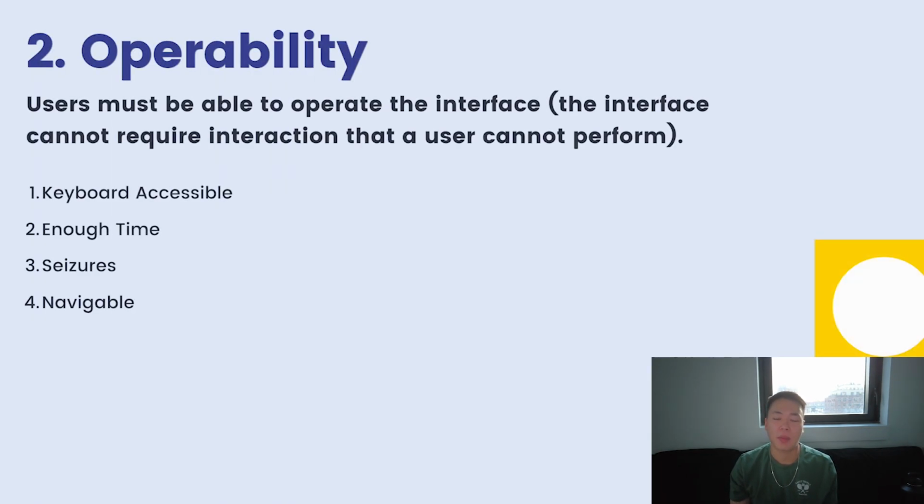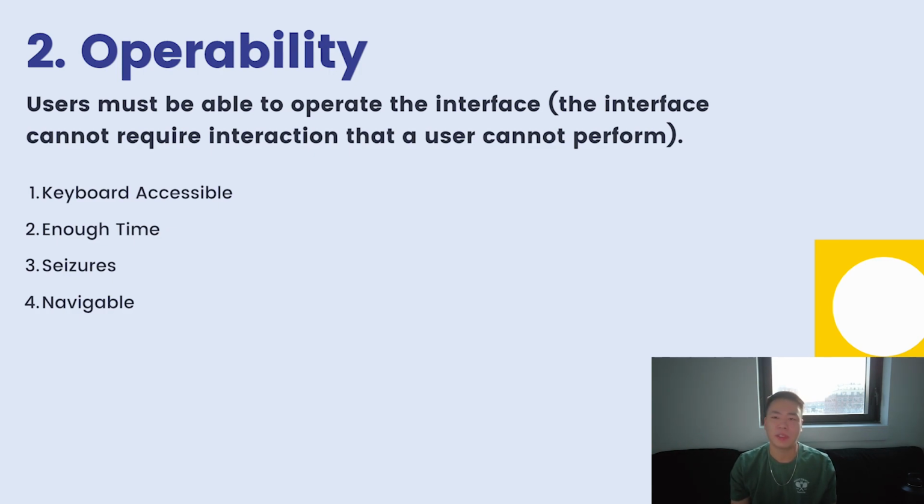The second principle of the POUR acronym is operable, or operability. So making sure that in addition to consuming the information, users should be able to operate or use an interface. So an interface should not require an interaction that a user cannot perform. Sometimes a user might get stuck on a page, they might not be able to navigate out, they might not have the proper means of actually interacting with that specific interface.